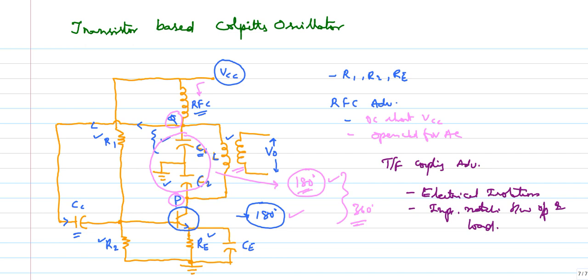So this is the explanation for the transformer-coupled Colpitts oscillator. Then what is the frequency of it? The frequency is also very simple. The frequency is equal to 1 by 2 pi root L C equivalent. What is C equivalent? C1 and C2 are in series, so C equivalent is C1 C2 by C1 plus C2.